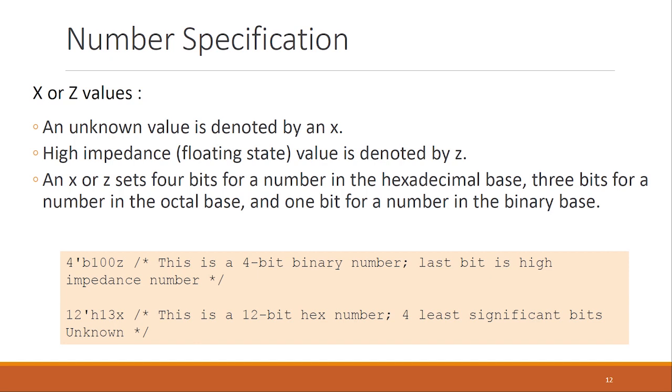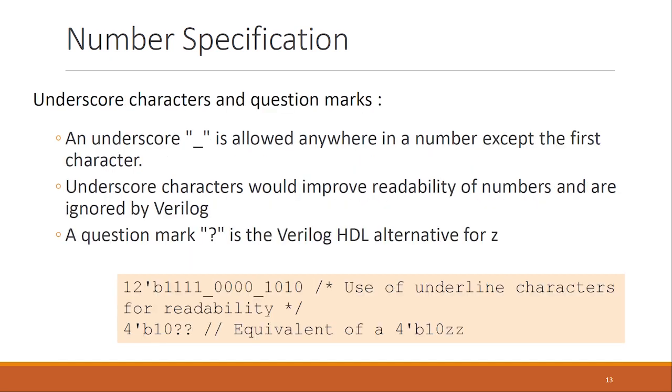And the second example is a 12-bit number, and since you have apostrophe H, it's going to be represented in hexadecimal. There the number is 13X. If you look at the last digit of the number, it's an X. So this X here represents 4 bits. So all 4 least significant bits are set to unknown. That is what we discussed in the third point about X or Z values. And then we can look at the underscore characters and the question marks.